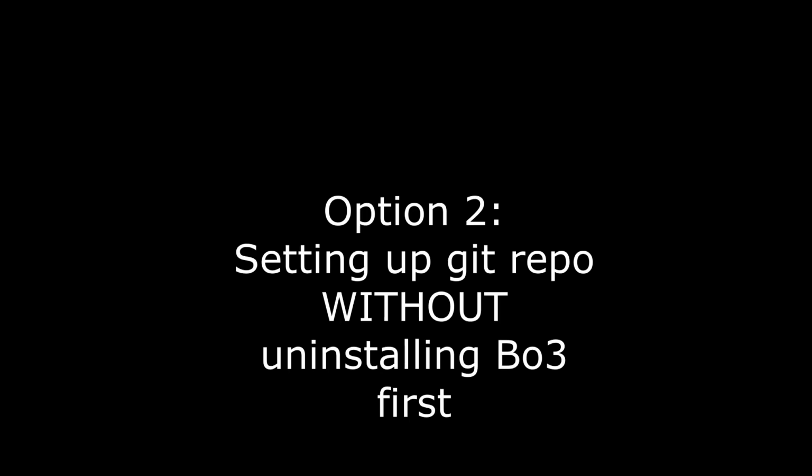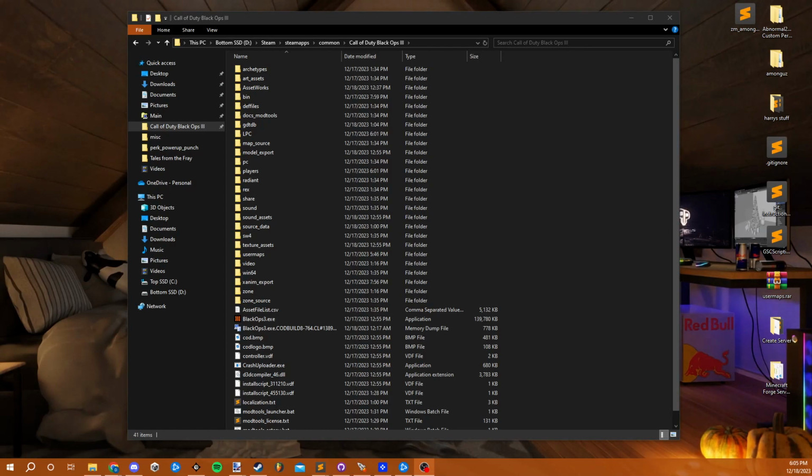Okay, so now real quick, I'm going to show the other way you can add a repository on Git without having to completely uninstall Black Ops 3 and the mod tools. This method is a bit more complicated because Git is not intended for you to start repositories in folders that already have files. But since we need our repo to be in the root folder, if everything is installed, then there's going to be files there.